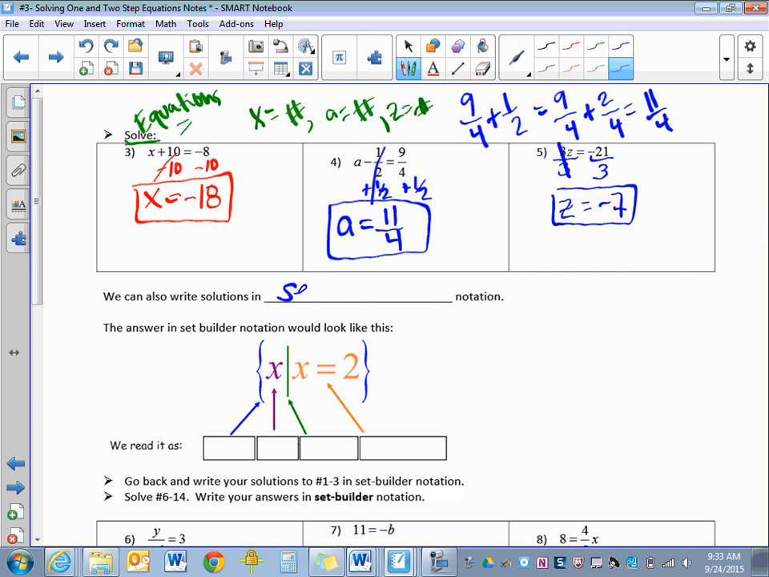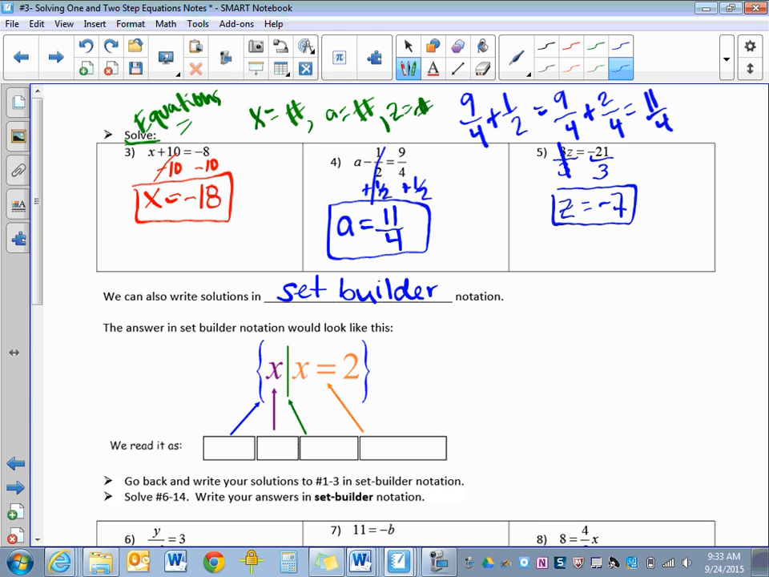Alright, so we can also write our solutions in set builder notation. This is everyone's favorite, set builder notation. So instead of just writing x equals, a equals, z equals, there's a certain notation we use in math called set builder notation. Set builder notation looks like this. Alright, so we have these curly braces which are so difficult to draw, so just do your best with it. And we have the variable we're talking about, a vertical line, and then our solution here.